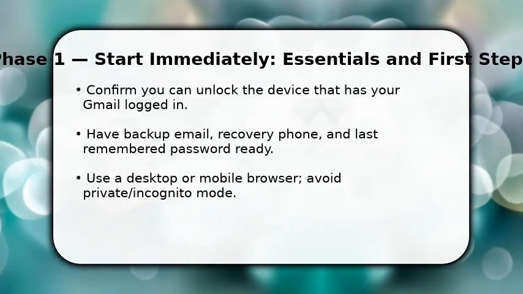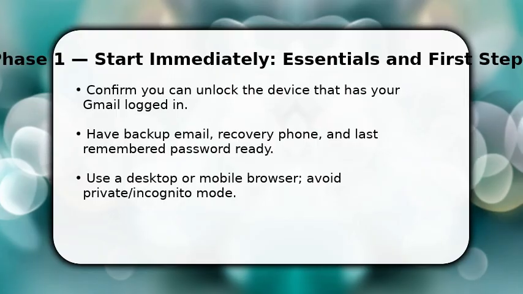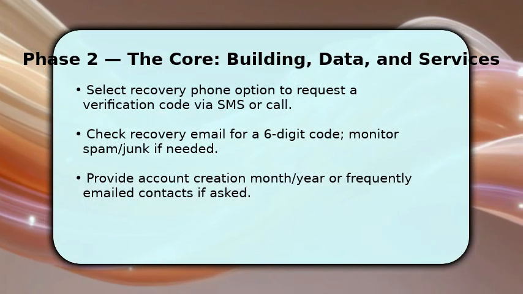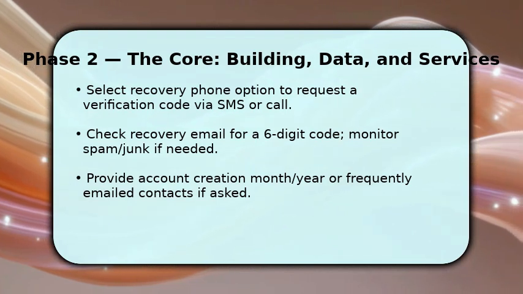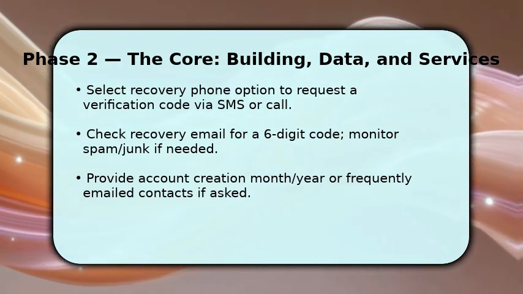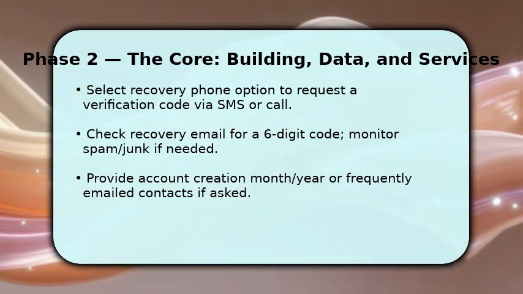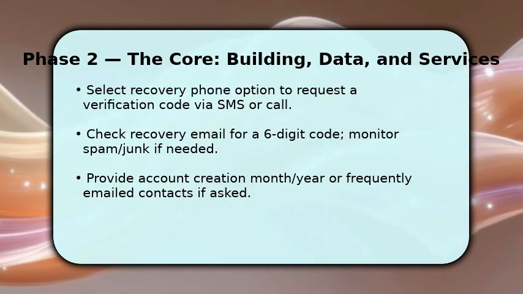Make sure your recovery phone or email is accessible before moving to the next step. Now continue by selecting the recovery phone option to request a code. Google will text or call a 6-digit code. Enter it promptly. If you don't get a text, switch to recovery email and check spam. Sometimes the code lands there.